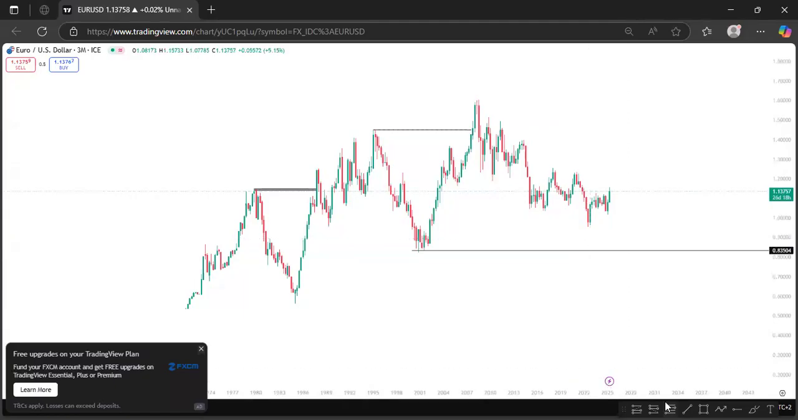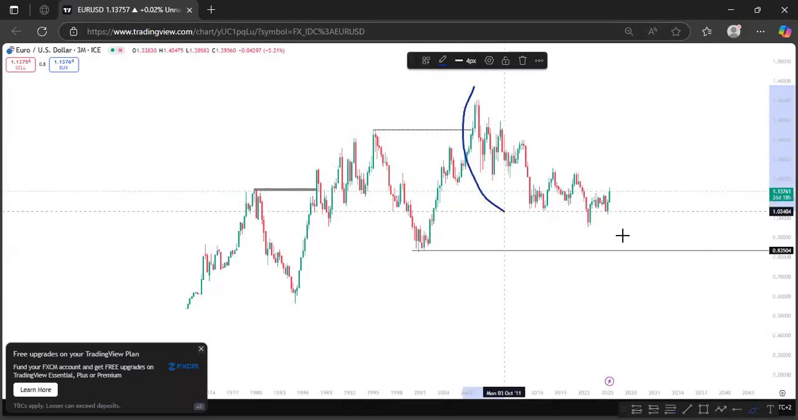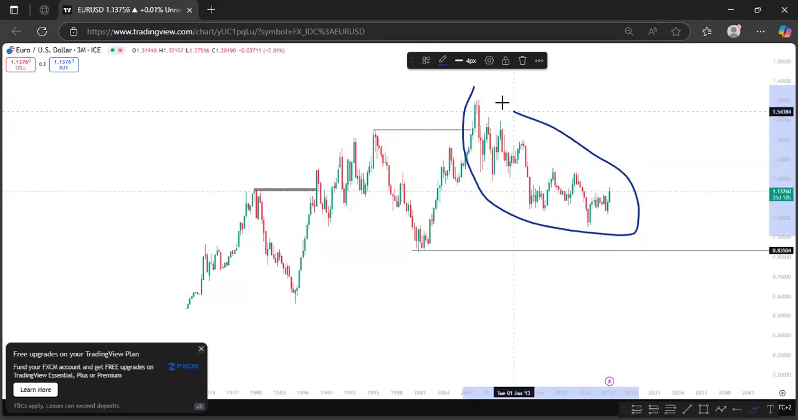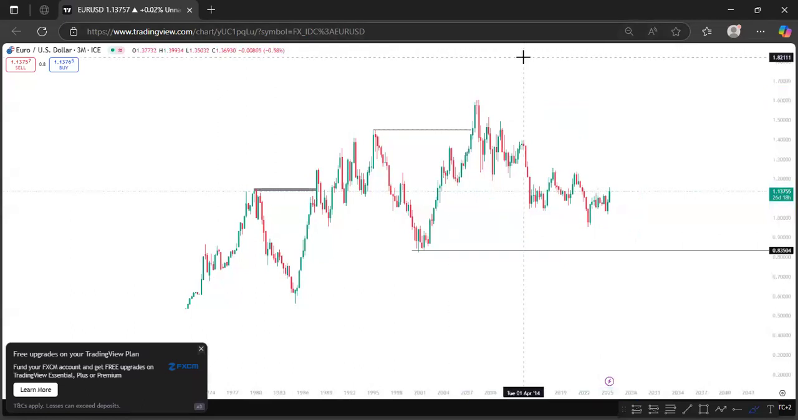Now, what price has been doing from this point here, all of this is what we call a pullback, right? All of this is what we call a pullback. But now on other time frames, you're going to see it as a downtrend. You're going to see it as a downtrend. So this is what we call an internal trend. Now, on the 3 months time frame, what we know is it is a pullback.